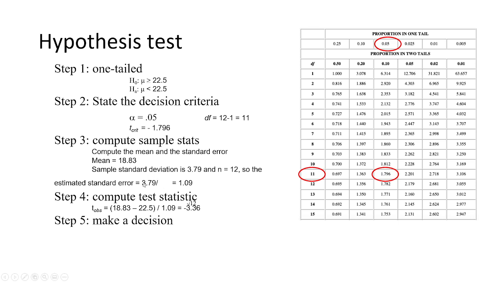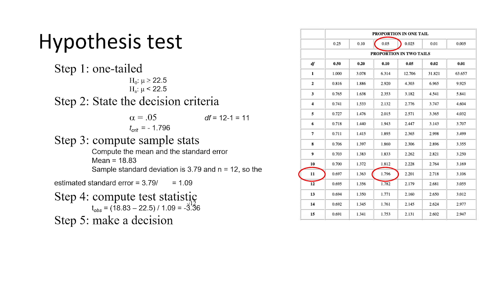So 3.79, the sample standard deviation, divided by the square root of the sample size, which is 12, and then you'll get 1.09 for the estimated standard error.